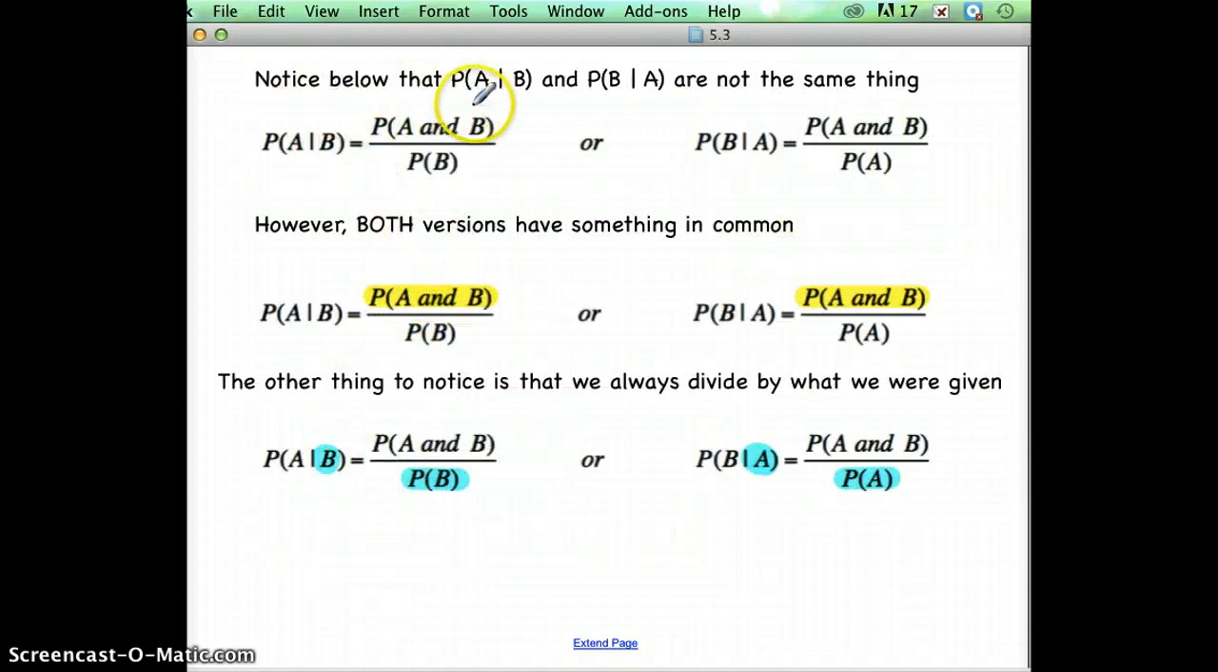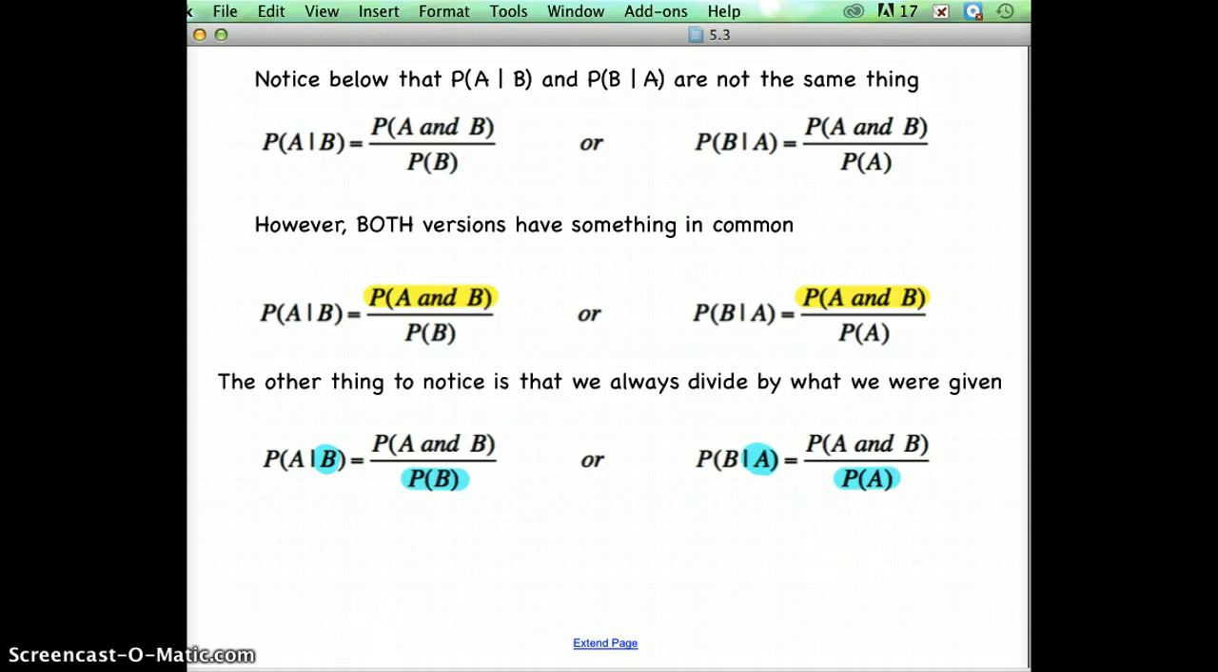Now, the probability of A given B and the probability of B given A are not the same thing. Here's the two formulas. If you look at the tops, they both have A and B, so that's highlighted in yellow here. The tops are the same. But if you look at the bottoms, they're different. So if we're doing probability of A given B, B is on the bottom. Probability of B given A, A is on the bottom. So basically, whatever you're given, that probability goes on the bottom.